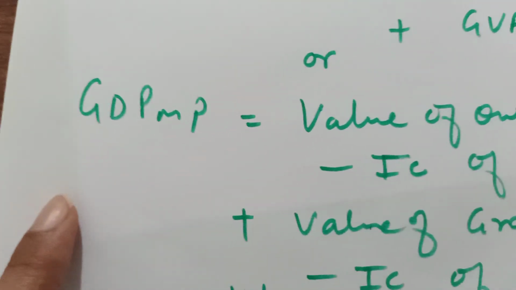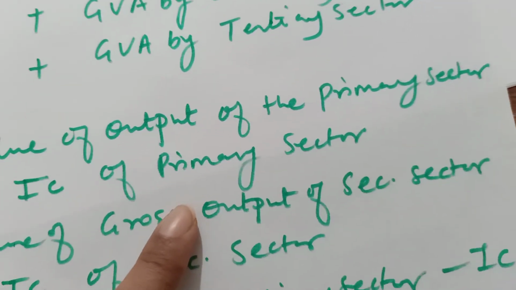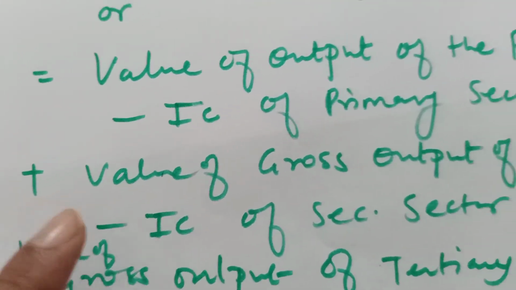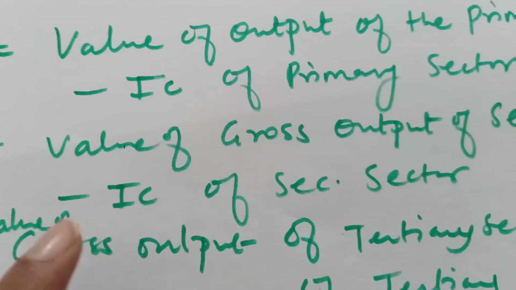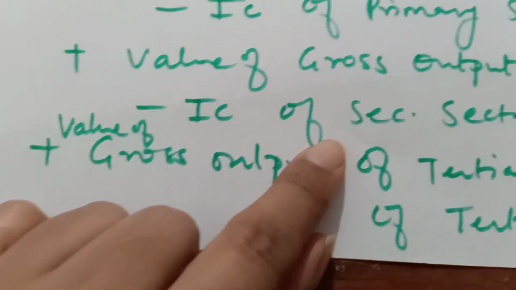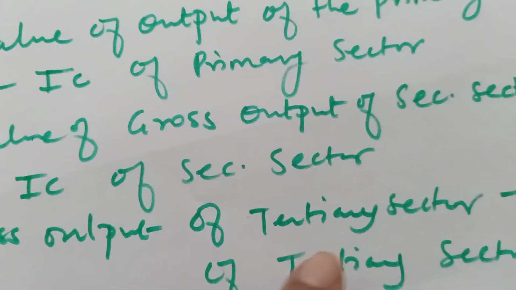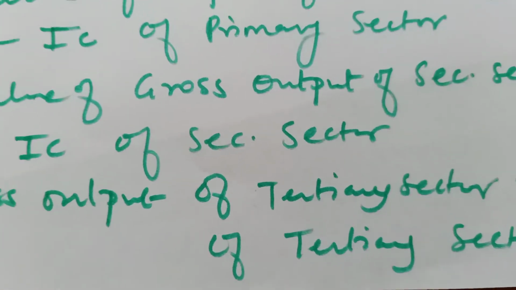Or we can use this formula: GDP MP is equal to value of output of the primary sector minus IC of primary sector, plus value of gross output of secondary sector minus IC of secondary sector, plus value of gross output of tertiary sector minus IC of tertiary sector.